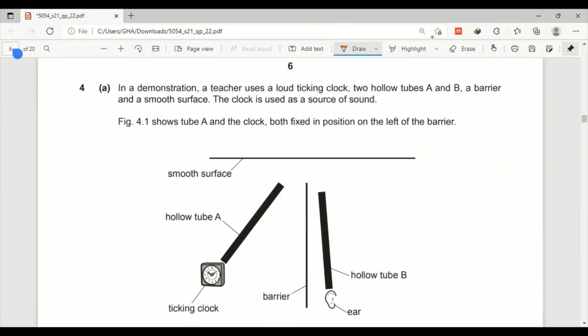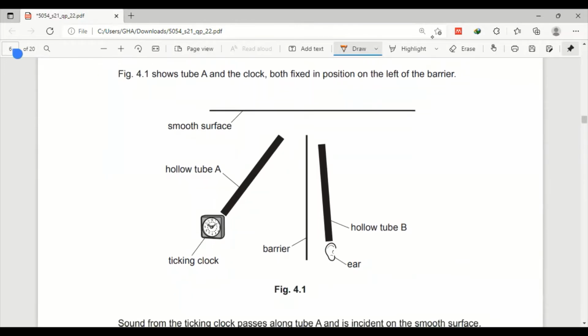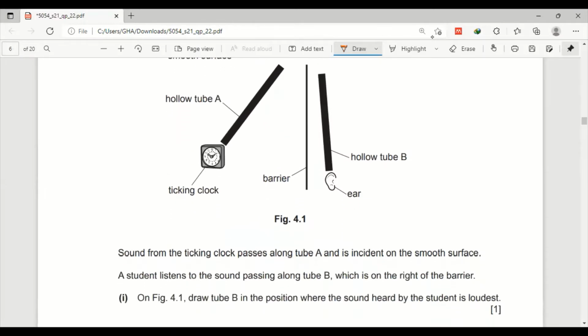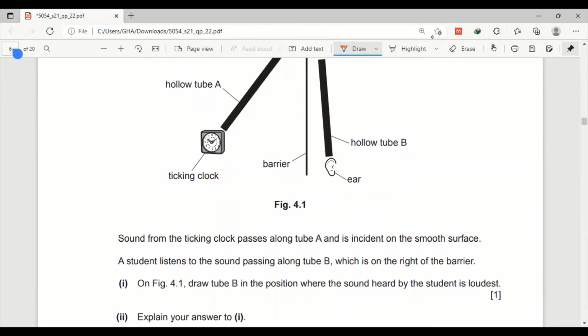Next, question number 4. Question number 4 is, in a demonstration, a teacher uses a loud ticking clock, two hollow tubes A and B, a barrier and a smooth surface. The clock is used as a source of the sound. Figure 4.1 shows tube A and the clock both fixed in position on the left of the barrier. Sound from the ticking clock passes along tube A and is incident on the smooth surface. A student listens to the sound passing along tube B, which is on the right of the barrier. Draw tube B in the position where the sound heard by the student is loudest.